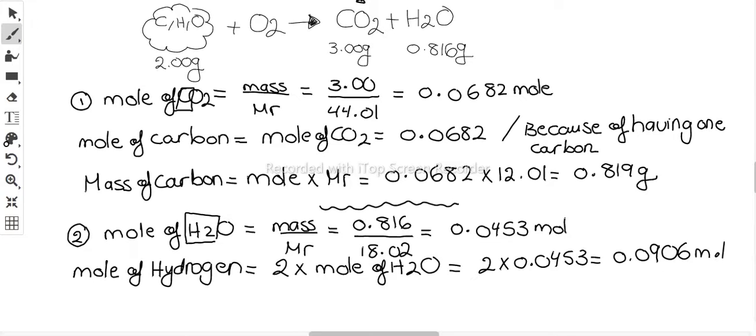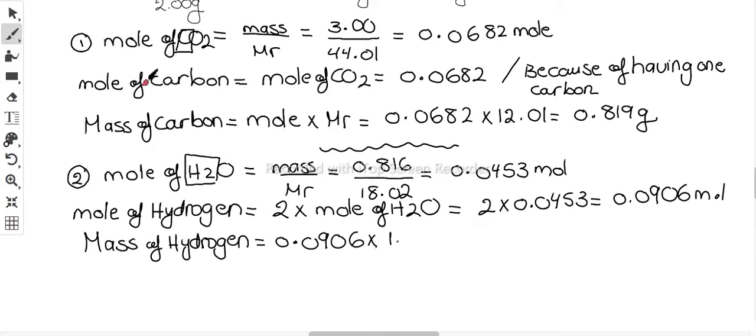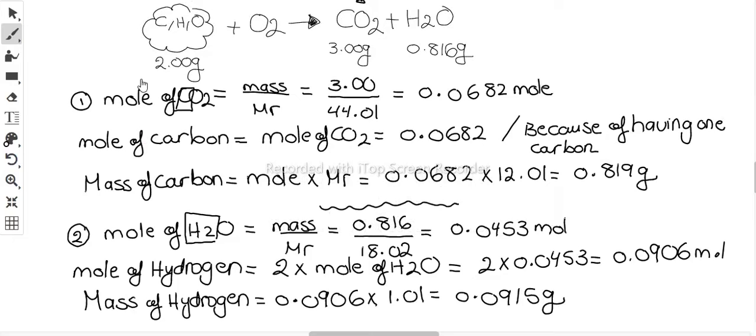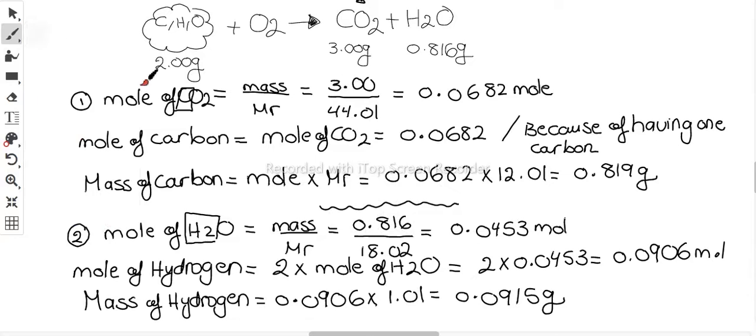Now, after calculating the mole of hydrogen, I'm going to find the mass of hydrogen presented inside the vitamin C sample, which is equal to 0.0906, and I'm going to multiply it by the molar mass, which is 1.01, and my final answer is 0.915 grams.